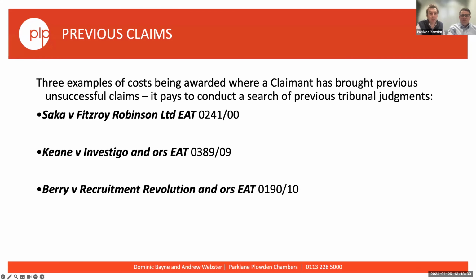Very quickly, because I need to hand back to Andrew, I've just made the point that serial litigants, or even someone who has just brought a single claim in the past, is a key factor in the exercise of the discretion. So it's worthwhile doing a Google search, and I've set out 3 examples there.